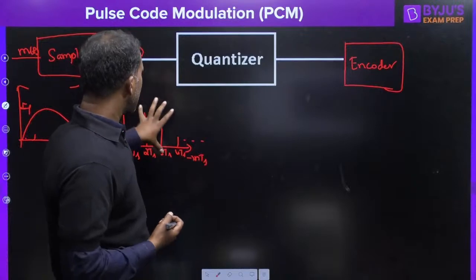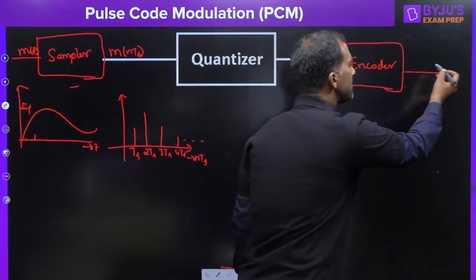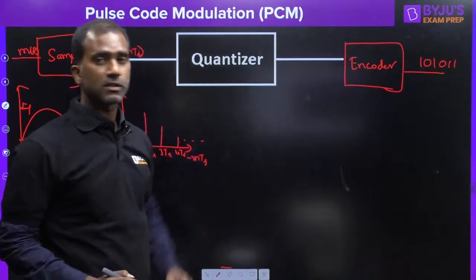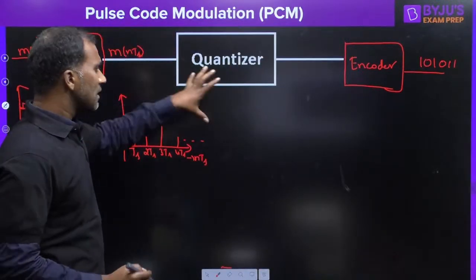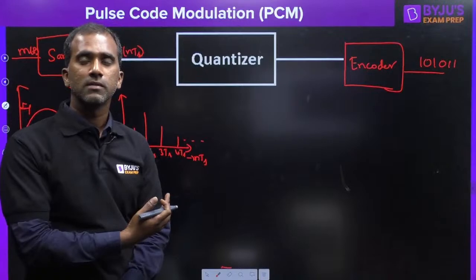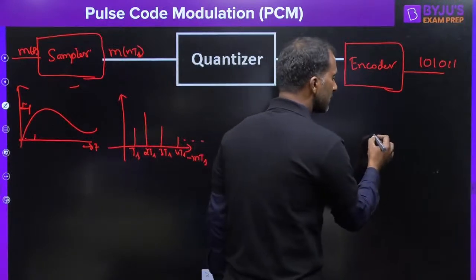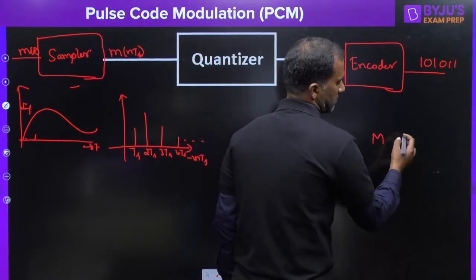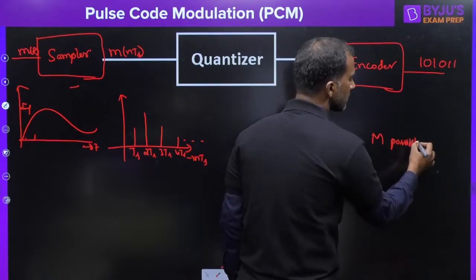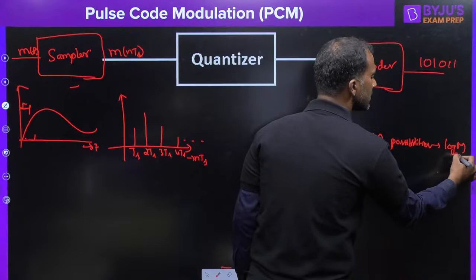So we should be capable of converting these infinite possible amplitudes into bits. What is our final agenda? Our agenda of the PCM system is to convert into bits. We want ones and zeros. If you want to convert infinite samples into bits, how many bits are required? Try to understand the relation between m possibilities or m voltages. If you want to convert m possibilities into bits, the number of bits required is log m to the base 2. That is the general formula.